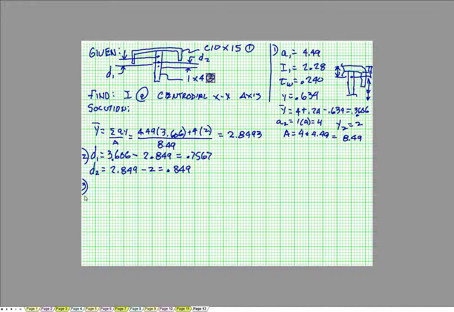Step number 3, moments of inertia. Now I already have I1 is 2.28 inches to the 4th. Moment of inertia 2 equals base times height cubed over 12, and that is base of 1 times 4 cubed over 12, and that is 5.33 inches to the 4th.